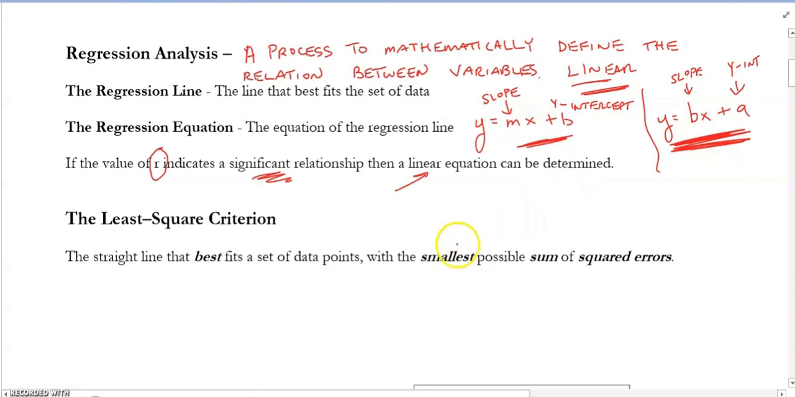Now, what process is used to come up with this line of best fit? It's the least squares criterion that's used. And the straight line that best fits the set of data points with the smallest possible sum of the squared errors is the line of best fit. Okay, so what does that mean?